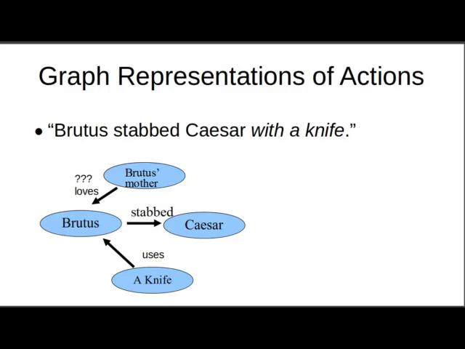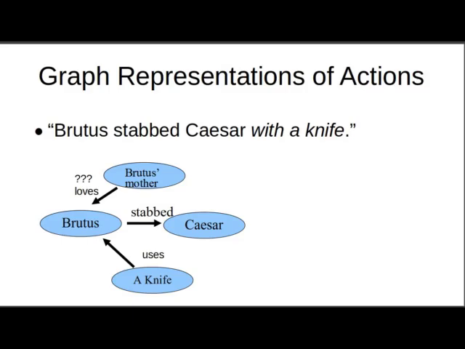So let's say we have a relationship between Brutus and Brutus's mother. So Brutus's mother loves him. But now, what does this knife apply to? It applies to Brutus in some way. Does it apply to every relationship that Brutus has with other entities? Is there something bizarre and tragic going on here, that Brutus loves his mother with a knife? Well, I certainly hope not.